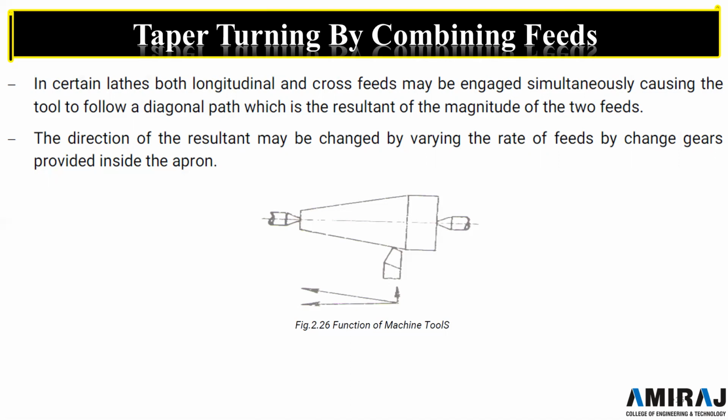Sometimes the automatic feed is also provided for lateral movement as well as cross movement. For cross feed, the cross slide hand wheel is used, while for longitudinal movement the carriage feed is used, and the direction of the resultant may be changed by varying the rate of feeds by change gears provided inside the apron.